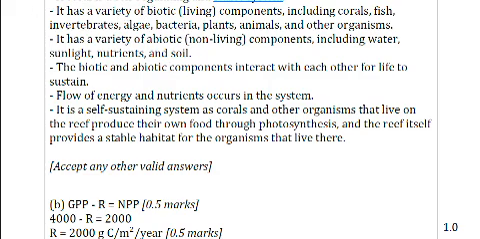It has a variety of both biotic components and also abiotic components present here. So what are the biotic components? The corals, fish, invertebrates, algae, bacteria, plants, animals are all present in this coral, as well as abiotic components like water, sunlight, nutrients, soil, everything is there. So both of them will interact with each other for life to sustain. And also during this interaction, flow of energy takes place, flow of nutrients takes place. Therefore it is said to be a self-sustaining system, as production of food will be there through photosynthesis, and it also provides a stable habitat for the organisms to live.